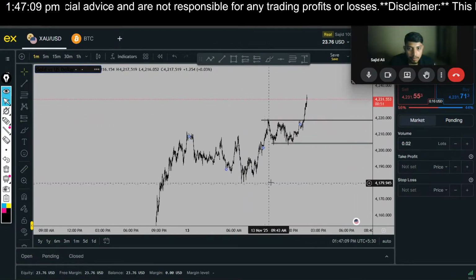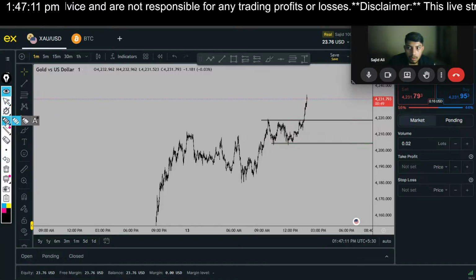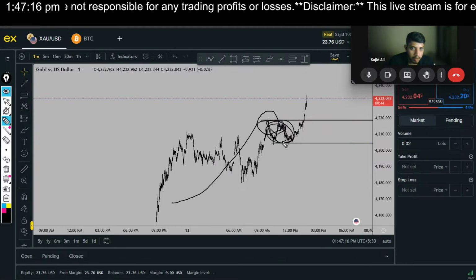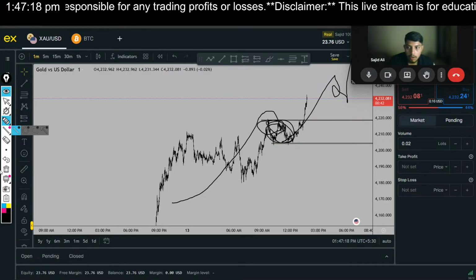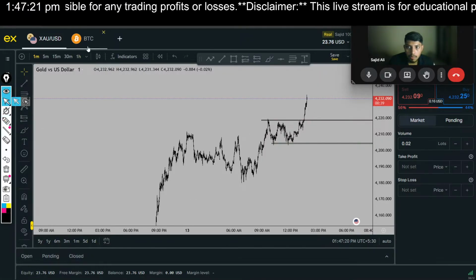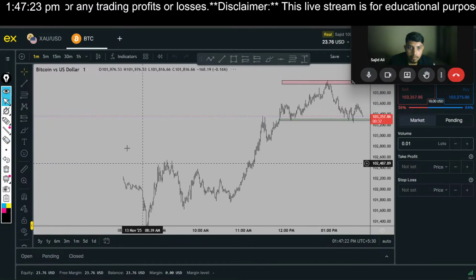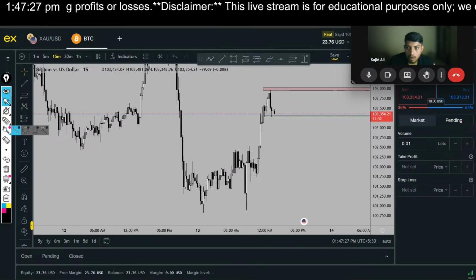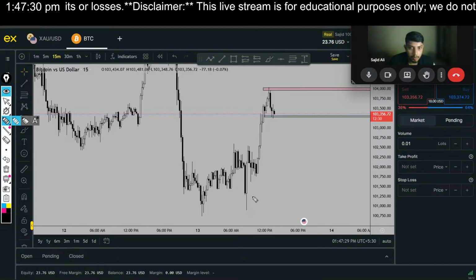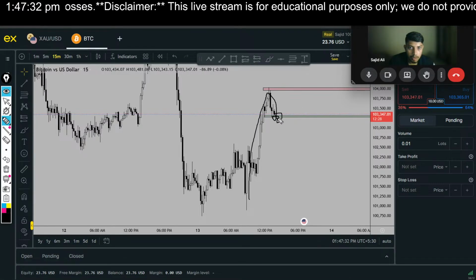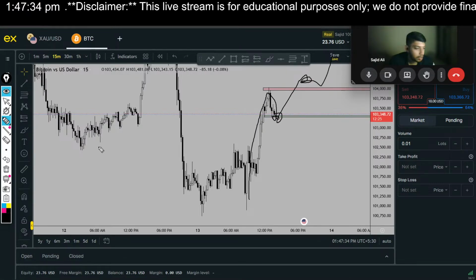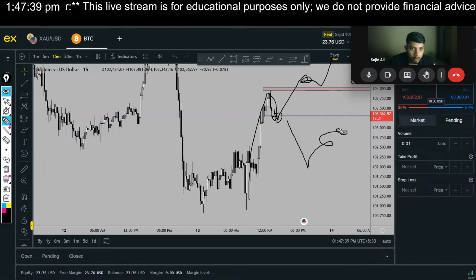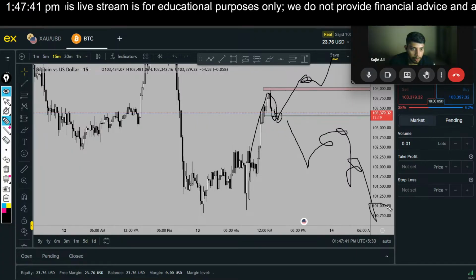Always keep in mind, whenever the market is in uptrend, it will always trap the sellers, then go up again, trap the sellers, go up. The same way, if you see Bitcoin, now Bitcoin has changed its nature, right? It's in uptrend now. It will trap the sellers, go up again, trap the sellers, go up. And this is how the market works. If it's in a downtrend, it will trap the buyers, go down again, trap the buyers, go down.